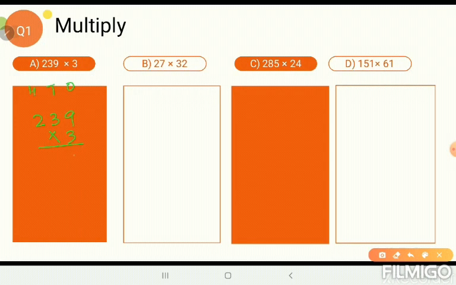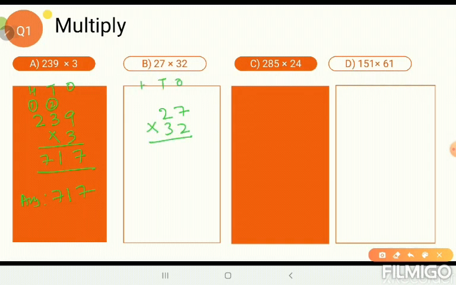So 3 9s are 27. 7 will come and 2 will go up. 3 3s are 9 plus 2 is 11. 1, carry up 1. And 3 2s are 6 plus 1 is 7. So what is your answer? Our answer is 717. Next question. Here we have to multiply 27 by 32, a 2-digit number by a 2-digit number.